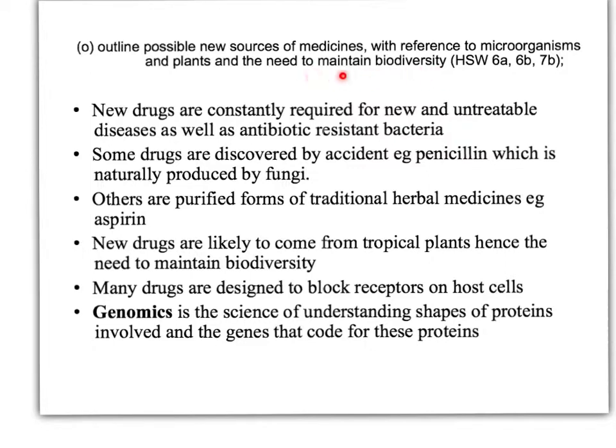And that links in with another area of this F212 module, the importance of maintaining species biodiversity. Obviously, if we didn't have this species biodiversity, we wouldn't have the possibility of isolating new molecules which are present in the environment in the future to be able to cope with either antibiotic-resistant bacteria or other untreatable diseases which we might not even know about yet.